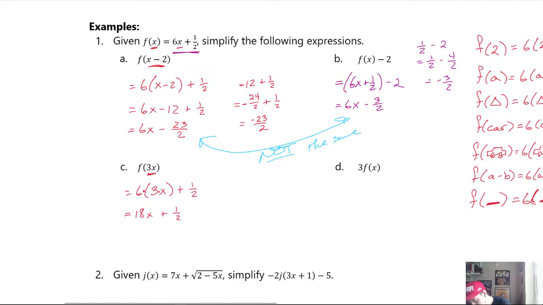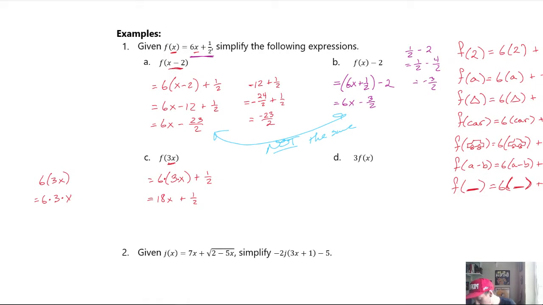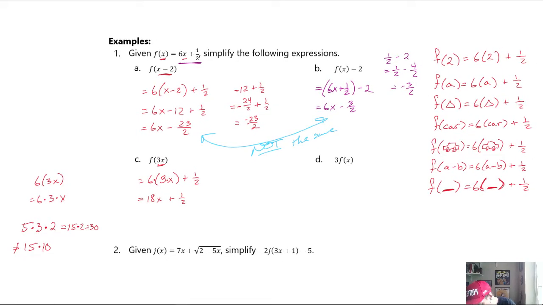Note that the 6 times 3x is the same as just 6 times 3 times x. And some people might ask, well, don't I need to distribute that 6? You distribute over addition, not over multiplication, right? So if I had like 5 times 3 times 2, I would not say that this is 15 times 10. This is just 15 times 2 equals 30, right? So we don't multiply that twice there, just to make sure that that's clear. All right, we've got one more here before we go on to something a little more complicated.